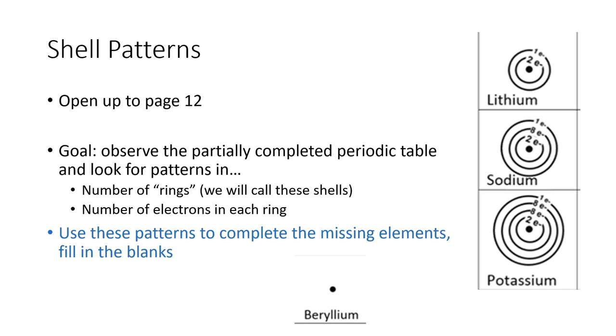All right, welcome. In this video, we are going to take a look at some patterns related to the periodic table and the organization of electrons within atoms. It turns out that electrons are not just randomly jumbled around surrounding the nucleus. They actually exist in certain locations, and we call those locations shells. So shells are these areas where electrons exist.